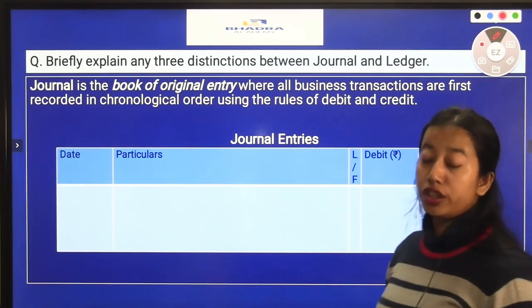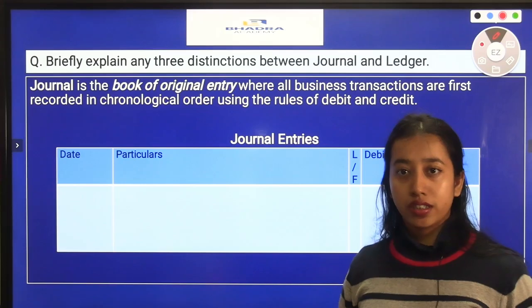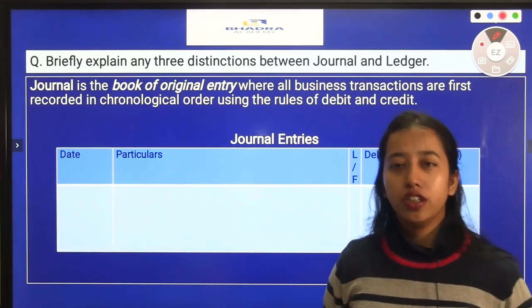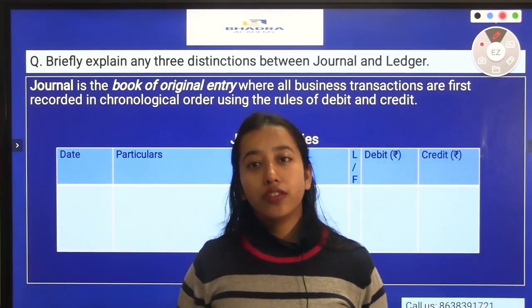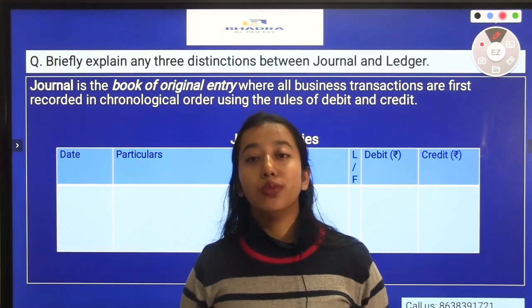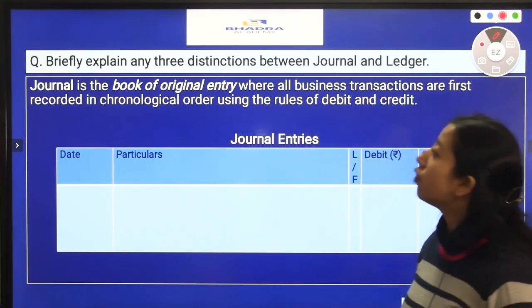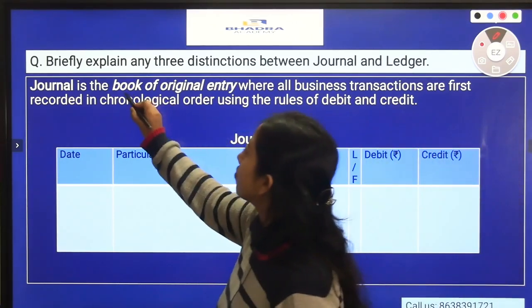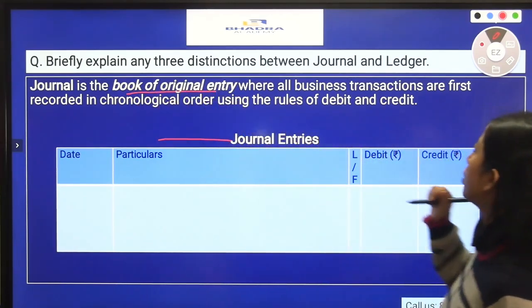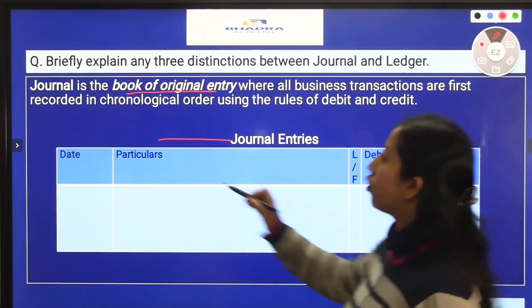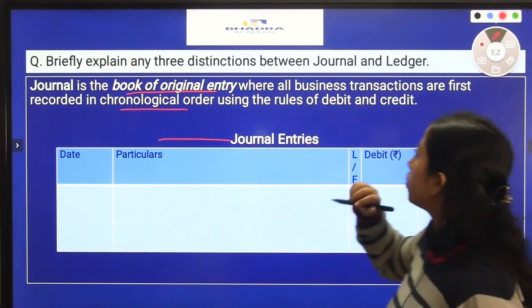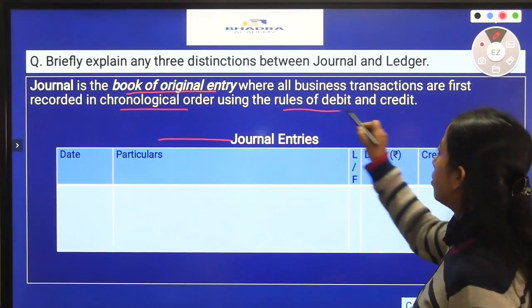But before going to the distinctions, we will understand what is a journal and what is a ledger. So what is a journal? We say very simply, it is a book of original entry. So by definition, journal is a book of original entry where all business transactions are first recorded in chronological order using the rules of debit and credit.